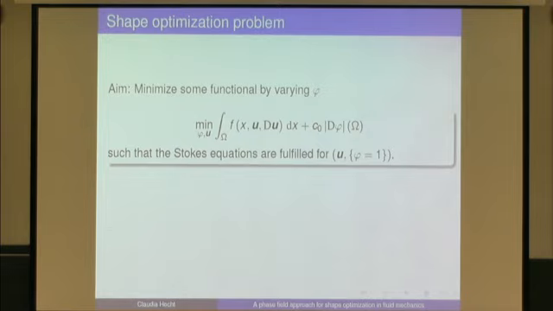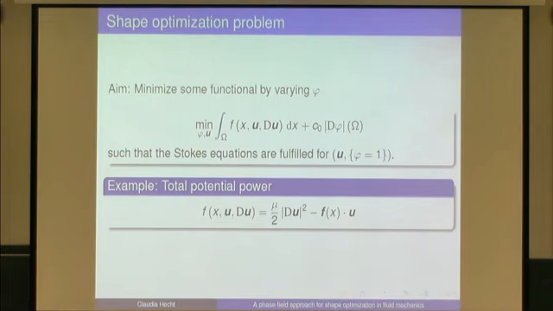And the example that you could think about is the following. The typical example used here is the total potential power, which is just mu over 2 times the norm of Du squared. So mu is the viscosity of the fluid, that's a constant, minus the work done by the external force. So that's the typical example you could have in mind here.